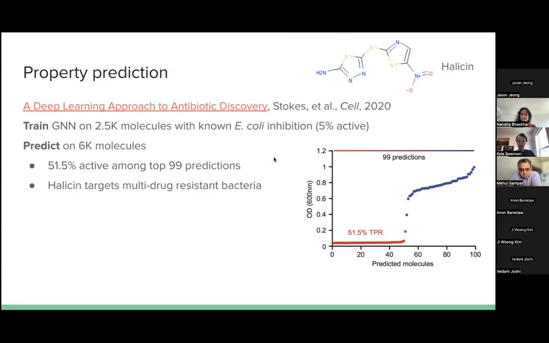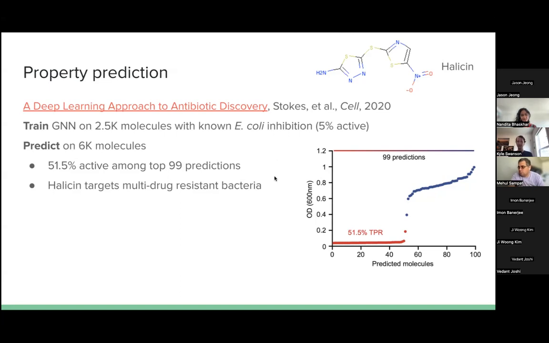Any other questions at this point? Cool, okay, great. So at this point, this was a demonstration of how you can use the property prediction approach. You can train on your training set and then make predictions on a new set of molecules and rapidly identify some potentially exciting new drugs.